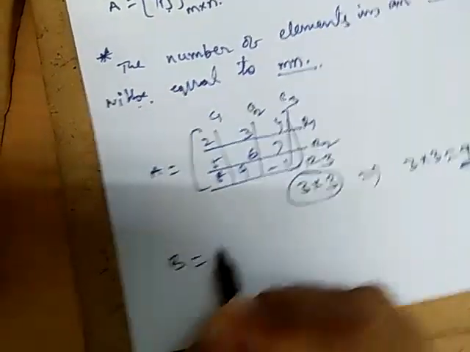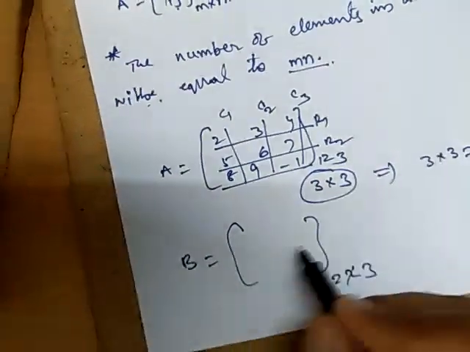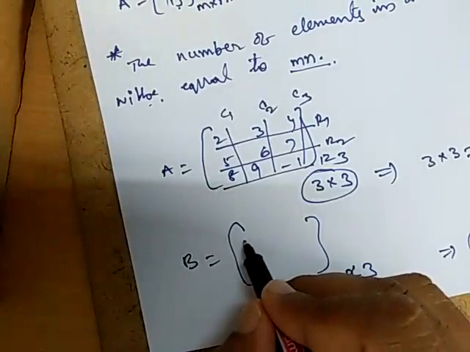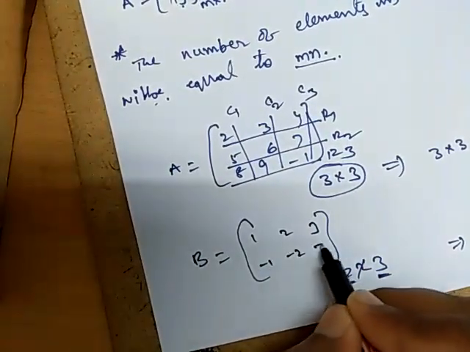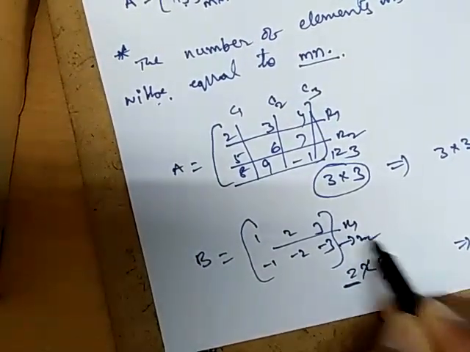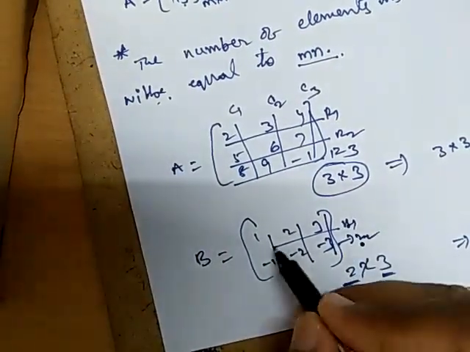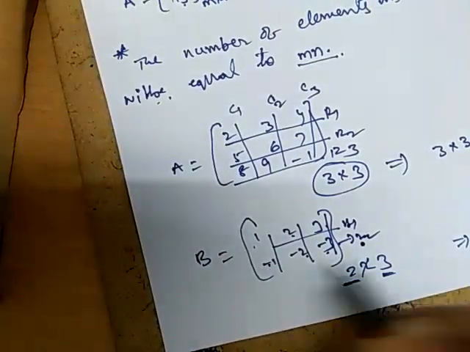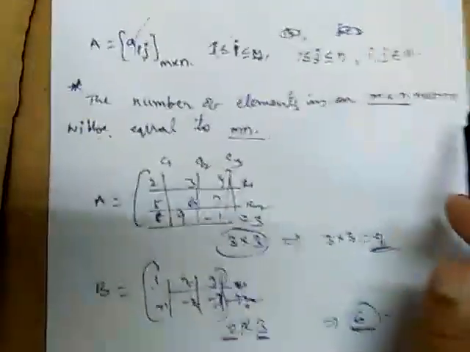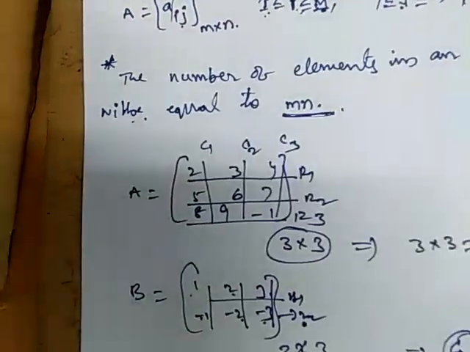Suppose the order is 2 by 3. Then the number of elements in that matrix is 2 into 3, that is 6. That means 2 rows and 3 columns: 1, 2, 3, minus 1, minus 2, minus 3. Count once: R1, R2, and C1, C2, C3. So 2 rows and 3 columns. 1, 2, 3, 4, 5, 6: 6 elements. So the number of elements in an m by n matrix will be equal to m into n. This is a very, very important point.